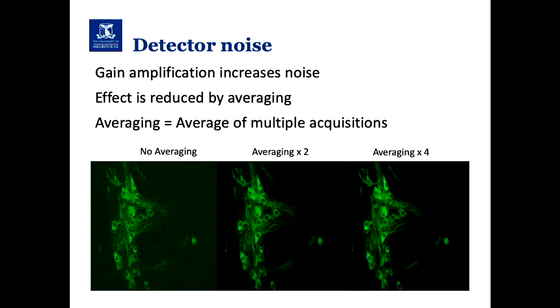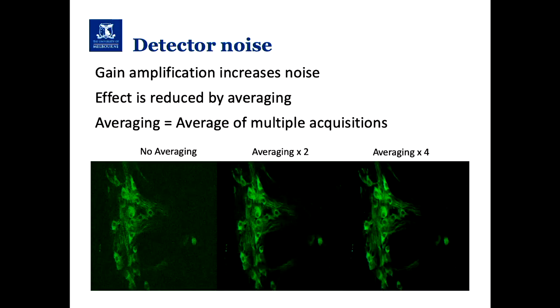So I mentioned detector noise. If you do have a faint sample or a faint signal, very often you need to increase the voltage to amplify the signal. In which case you not only get your signal, but you also get this electronic noise, this detector noise, in the background as well. In confocal imaging, we get around that by performing something called averaging. So we're taking multiple acquisitions of the images and then we're averaging those over the acquisitions.